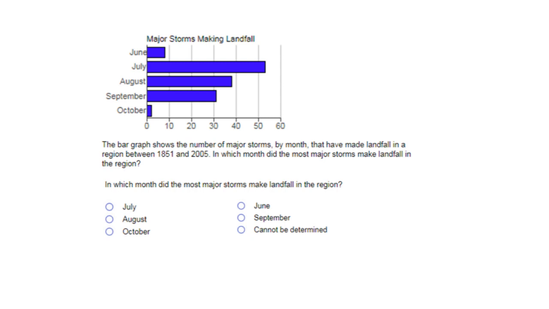So let's read the description here. It says the bar graph shows the number of major storms by month that have made landfall in a region between 1851 and 2005. In which month did the most major storms make landfall in the region? So you're looking for the month. You want to look for the longest bar in this case, and this would be the month of July. So the month of July has the most major storms that made landfall in that region.